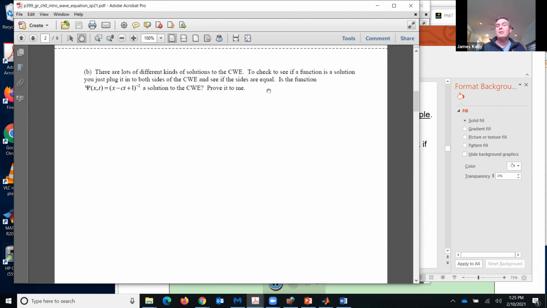Okay, so there's lots of solutions to the classical wave equation. To see if a function is a solution, you just plug it into both sides. Here is a function of x and t. There's no guarantee that this function that I've made up here is a solution to the classical wave equation. So what I want us to show is, is it a solution? Prove it to me. Or is it not a solution? Prove that to me. And all I have to do is plug it into the classical wave equation, compute the left side, compute the right side, and see if they're equal.